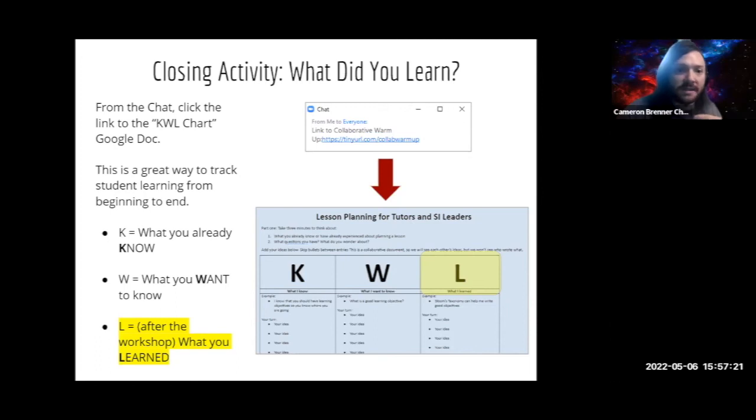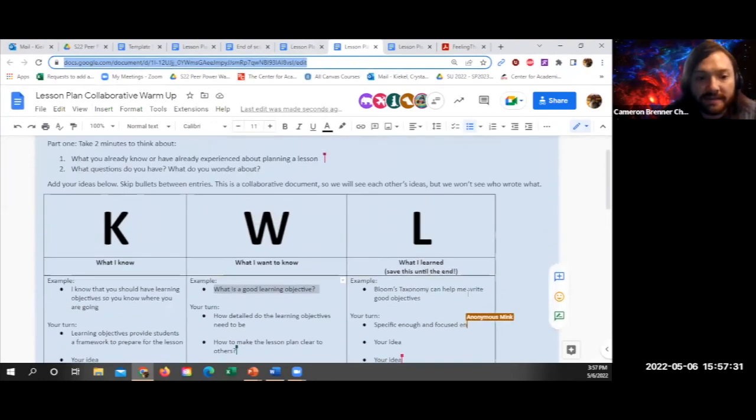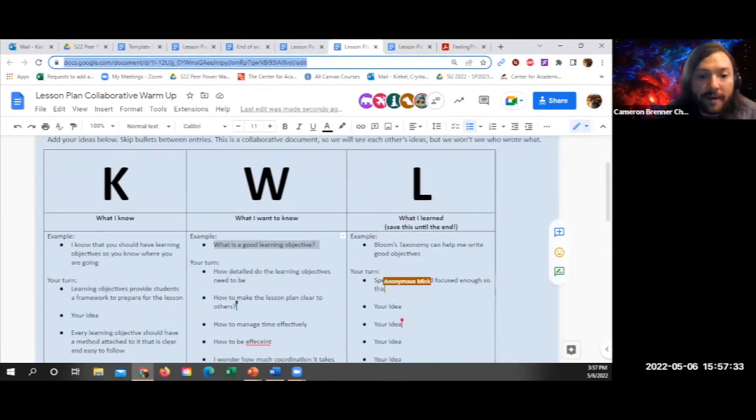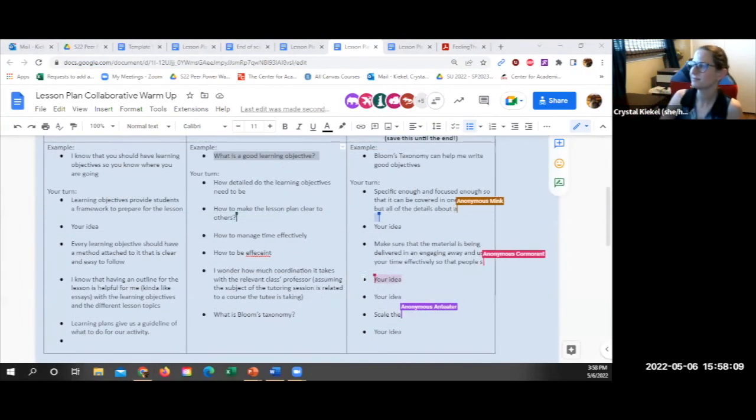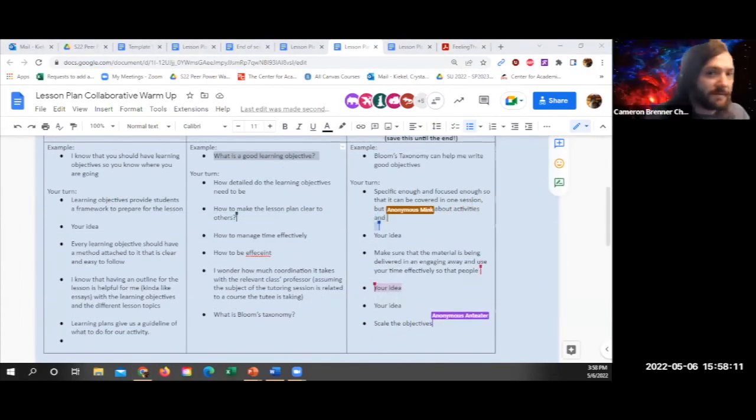Okay, cool. So now we're going to look back at the L section. Write something you've learned from today. An example could be Bloom's taxonomy can help me write good objectives. We're going to give you about a minute to write down what you've learned.